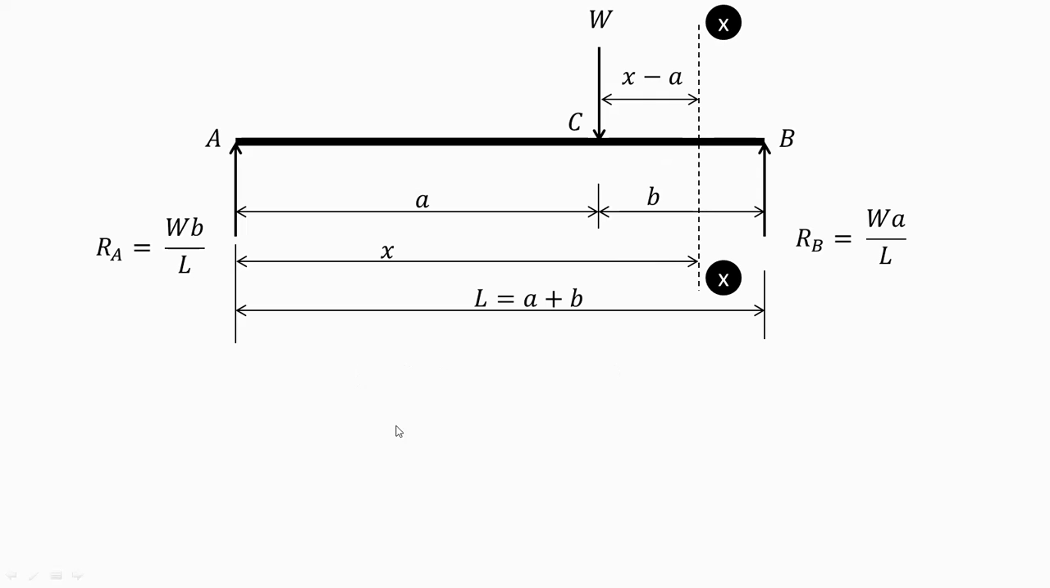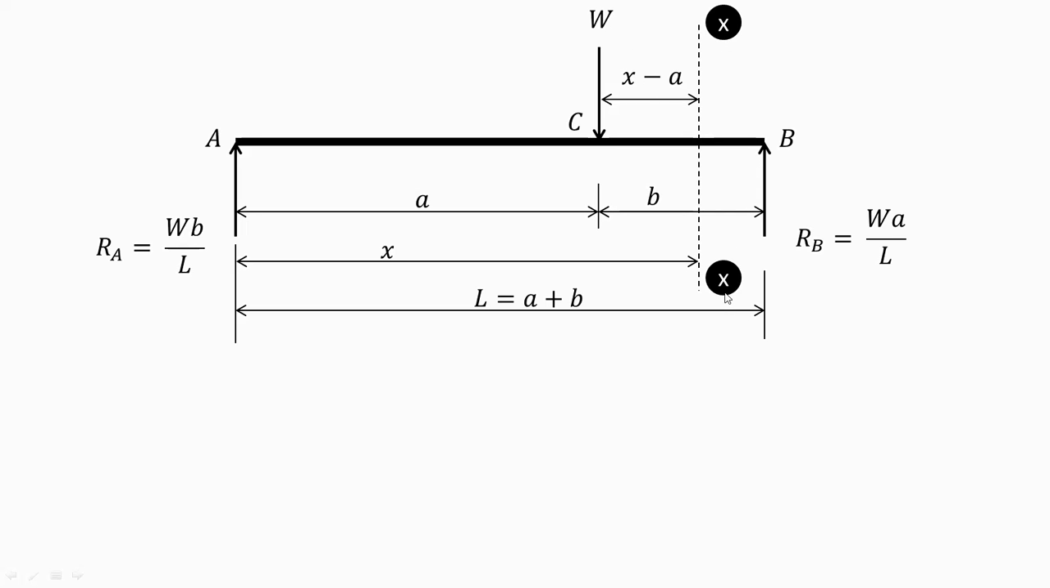Now if this distance is x and this distance is a, then x minus a will be this particular distance. So from x we have to subtract a, so that we'll get the perpendicular distance between W and section XX.